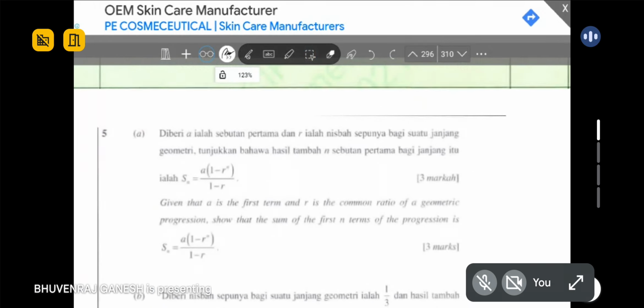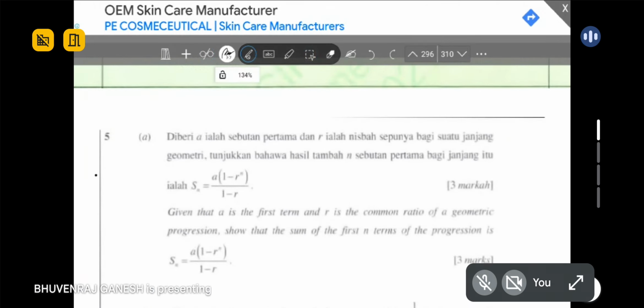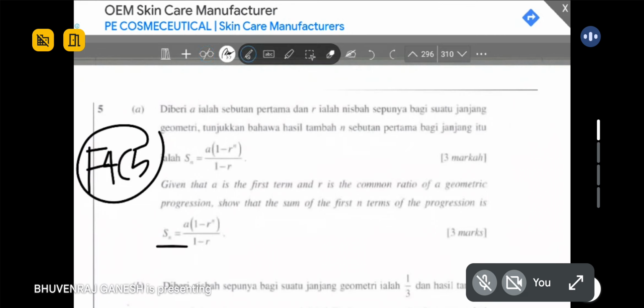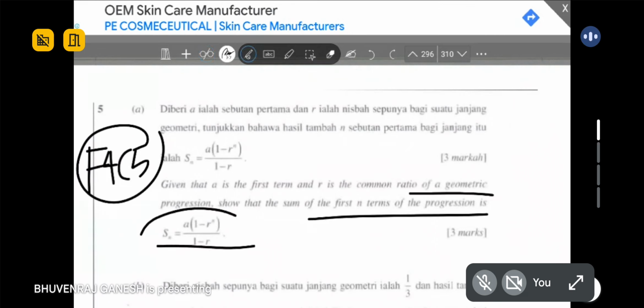Soalan kelima. Okay, so now we come to Form 4 Chapter 5, guys. Progression. Janjang. Okay. So guys, first question. They ask you to show this formula. Kamu kena buktikan rumus ni, guys. Do you all know how to prove this formula? May I know? Tell honestly, ya guys. Kamu semua tahu tak macam mana buktikan rumus ni? Yes or no?